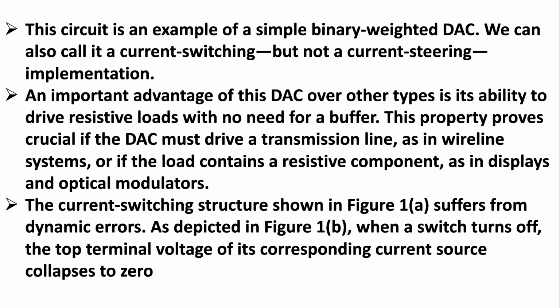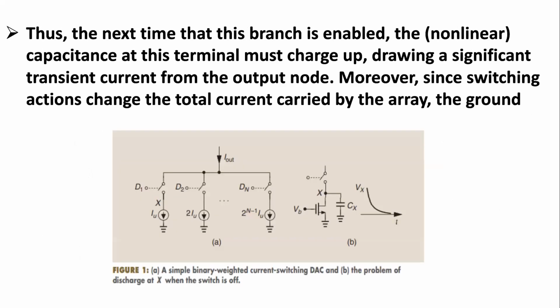An important advantage of this DAC over other types is its ability to drive resistor loads with no need of a buffer. This property proves crucial if the DAC must drive a transmission line as in wireline systems, or if the load contains a resistive component as in optical modulators. The current switching structure shown in figure 1 suffers from dynamic errors. When a switch turns off, the top terminal voltage of its corresponding current source collapses to zero. Thus, the next time that this branch is enabled, the capacitance at this terminal must charge up, drawing a significant transient current from the output node.